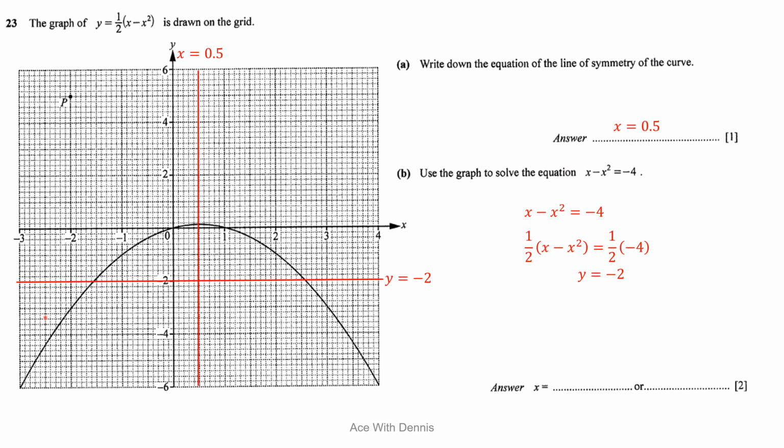Then there are two intersection points between this curve and this straight line, which is here and here. So the x-coordinate of this intersection point will be -1.6. So this will be the first solution, and the second intersection point will be here. The x value is 2.6, hence this will be the second solution.